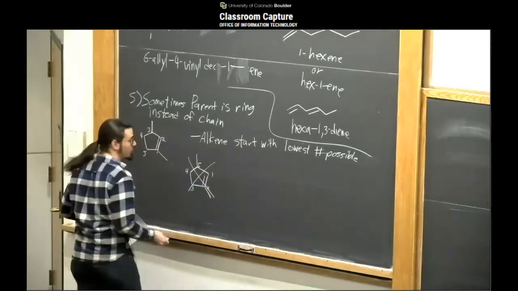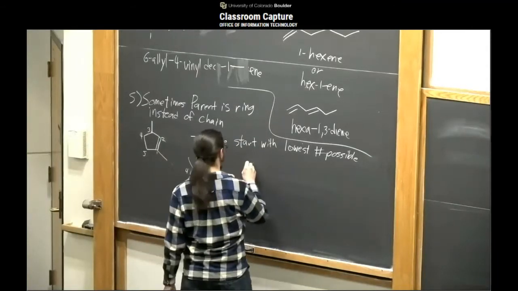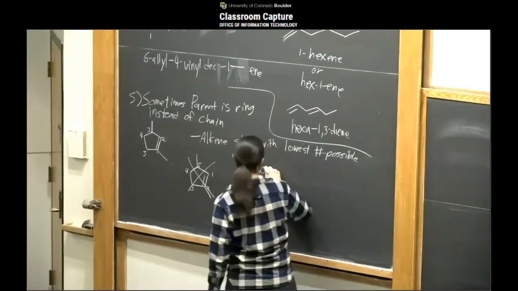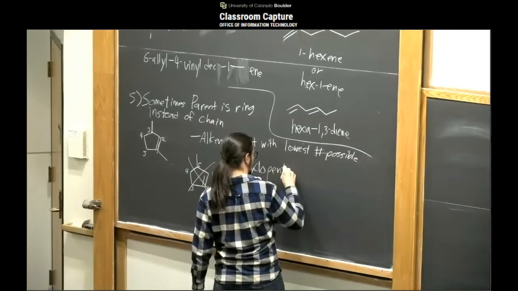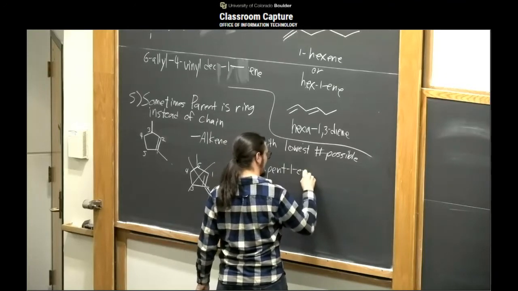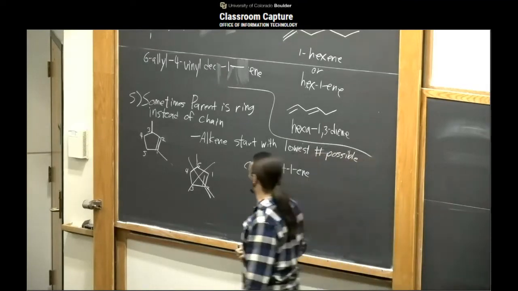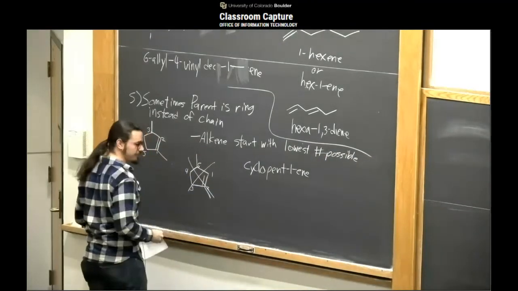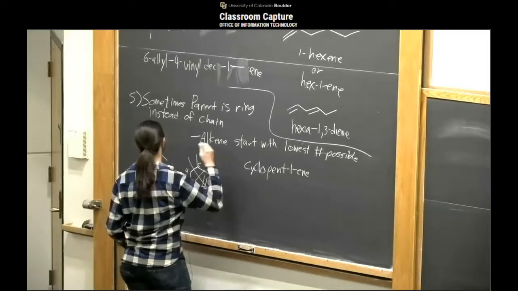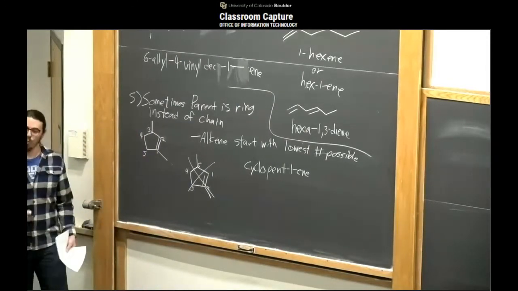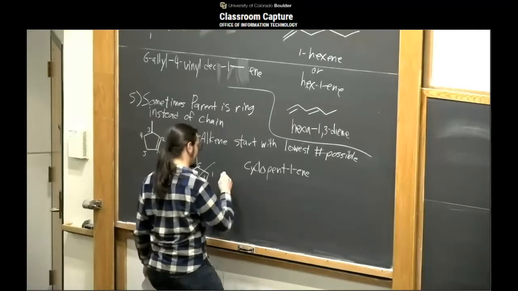So essentially, because we have a ring, we add the cyclo prefix. So we know the parent molecule is cyclopent-1-ene. And then our substituents are going to be a methyl group at carbon 1 and carbon 3. So we have a 1,3-dimethyl cyclopent-1-ene.